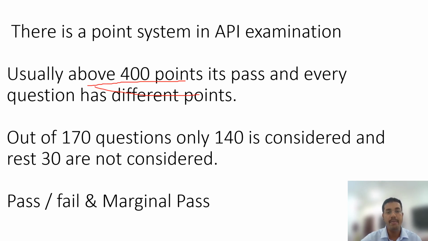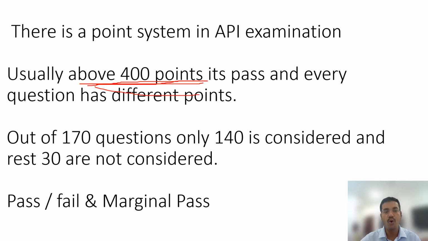The result of the API exam usually comes after 15 minutes. You submit your examination papers, you finish your examination, open book and closed book, and within 15 minutes to 24 hours they say, but usually 99% within 15 to 30 minutes you will receive a mail from Prometric Center whether you pass or fail or marginal pass.